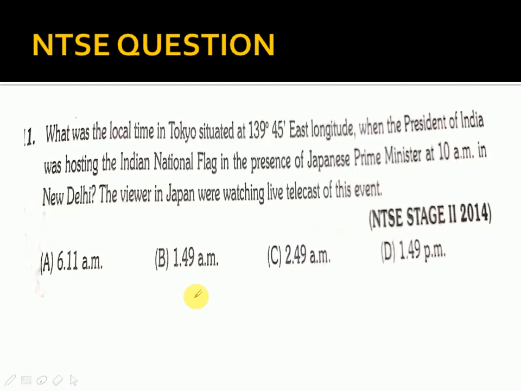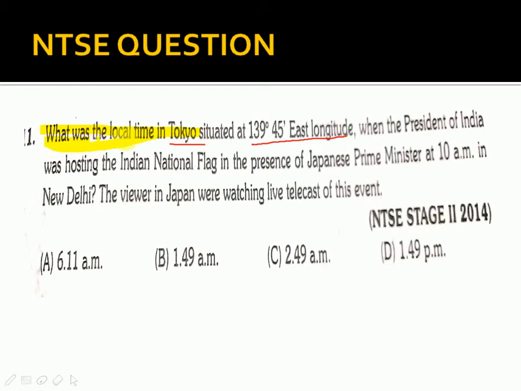Okay, so the question says, what was the local time in Tokyo, situated at 139° 45 minutes east longitude, when the President of India was hosting the Indian national flag in the presence of the Japanese Prime Minister at 10 AM in New Delhi? The viewers in Japan were watching the live telecast of this event. Now, this is extra information. The question is, what was the local time in Tokyo? This is the real question.